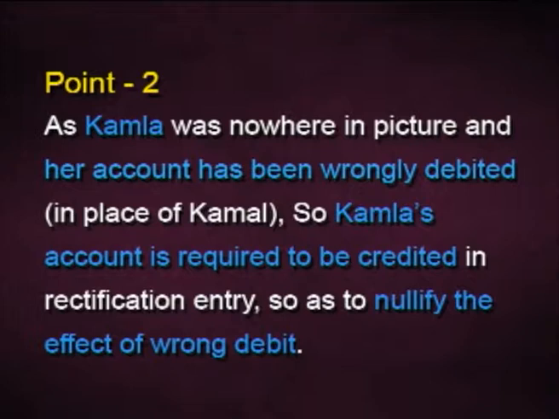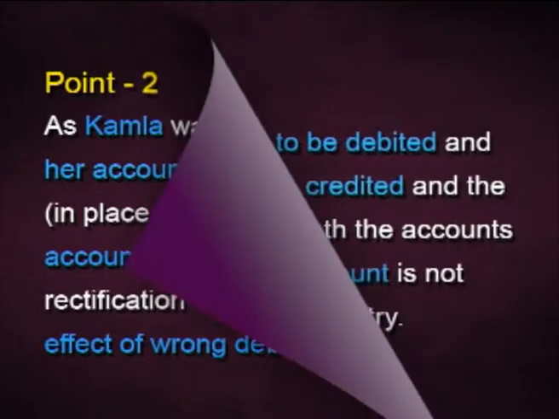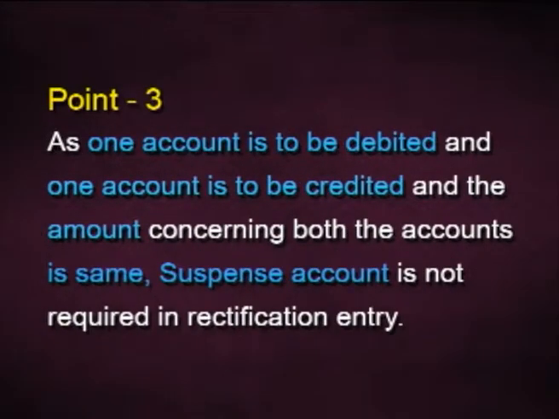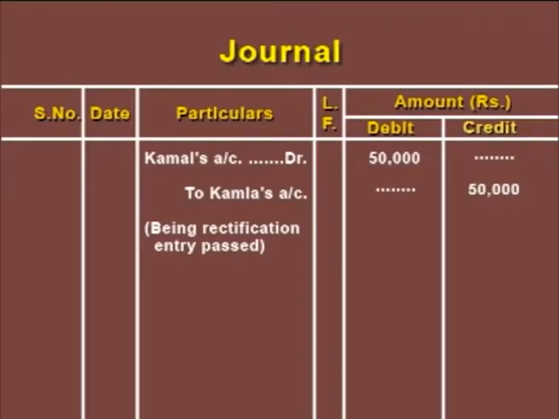So as to nullify the effect of wrong debit. As one account is to be debited and one account is to be credited and the amount concerning both the accounts is same, suspense account is not required in rectification entry. So, the resulting rectification entry will be Kamal's account debit rupees 50,000 to Kamala's account rupees 50,000.